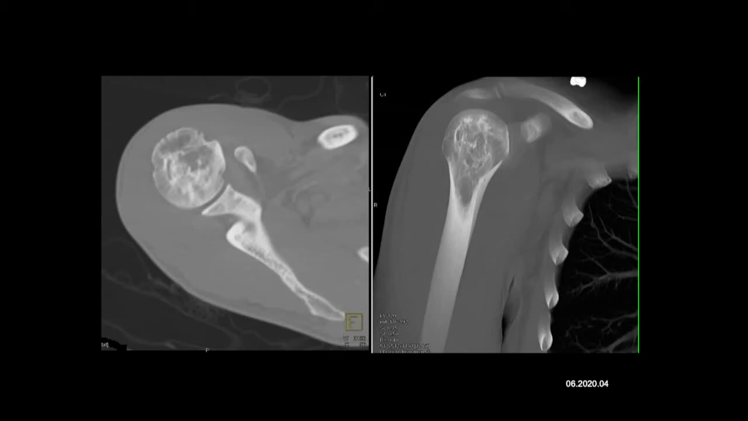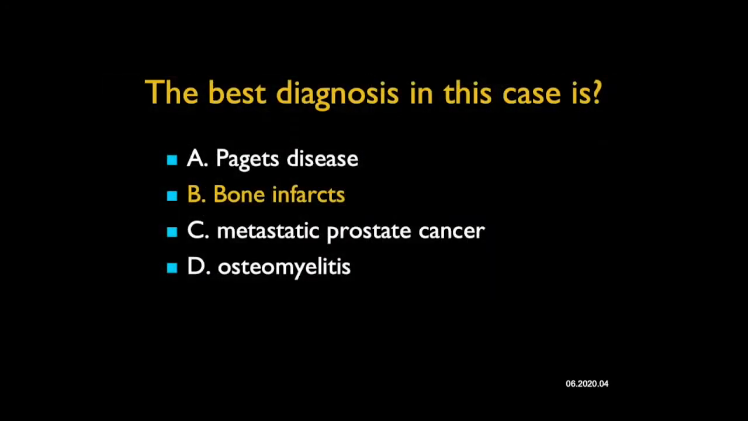It's not prostate, and it's not osteomyelitis, and it's not Paget's. Paget's expands the bone. Prostate, the lesions are very sclerotic. And osteomyelitis, there's more destruction of the surface and soft tissue mass. A beautiful case of sickle cell disease with multiple bone infarctions.